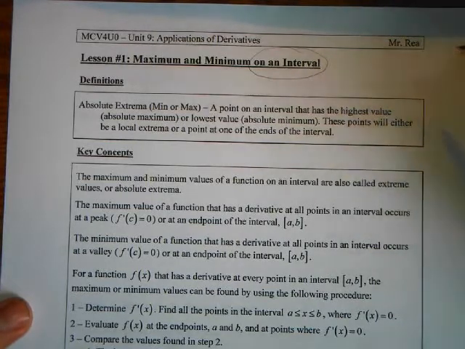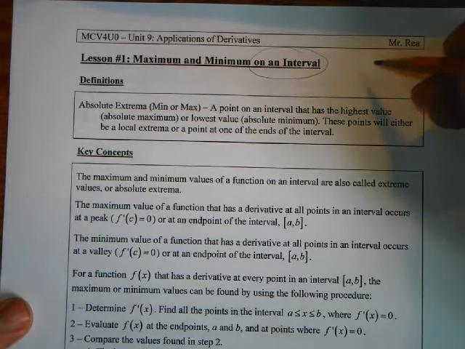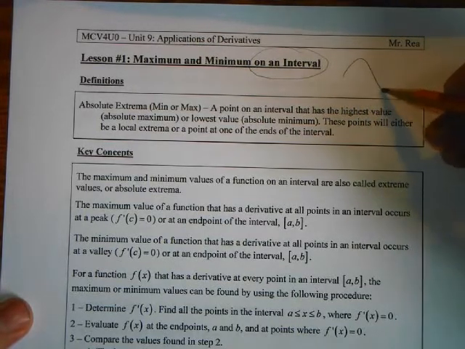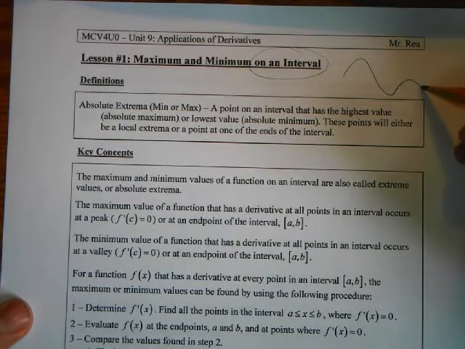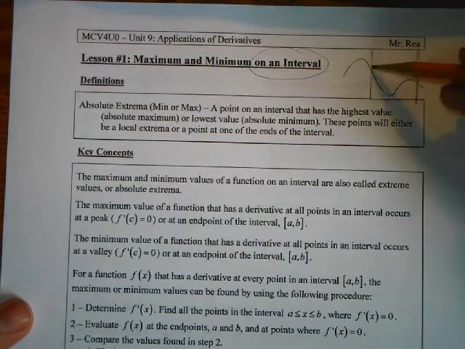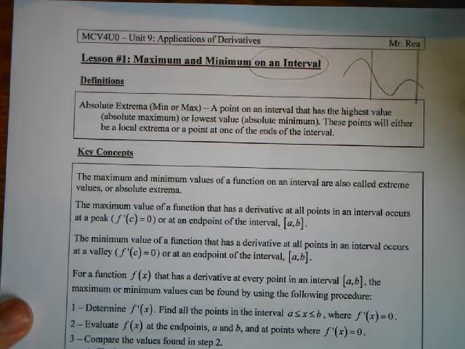So I might have a function. I'll just graph a function here. Maybe the function looks something like this, right? And I'm only looking at this interval of x values, within, say, these values here. I want to find the lowest or the highest value of this function from this x value to this x value. So the first thing we're going to do is what we've already looked at.